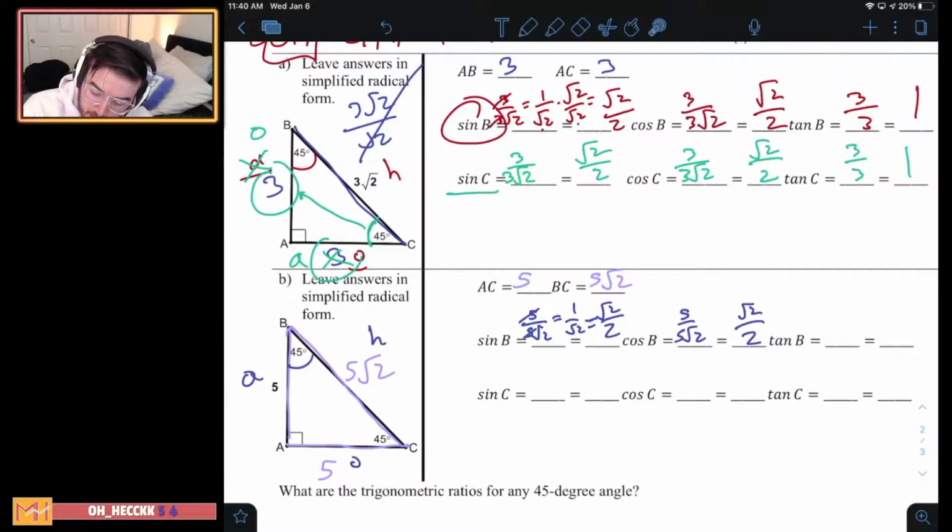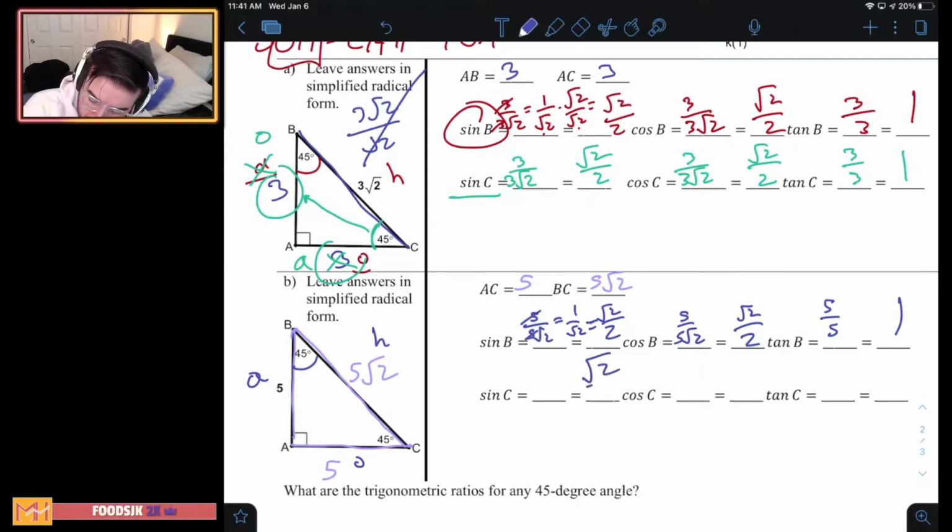And then instead of doing 3 over 3, as we did here, opposite over adjacent, we're going to get 5 over 5. But we still end up with the same answer. And these are going to be the same as well. I hope at this point you're like, okay, I get how switching these things around doesn't matter. Everything's canceling the same way. So we end up with root 2 over 2, root 2 over 2, and 1.